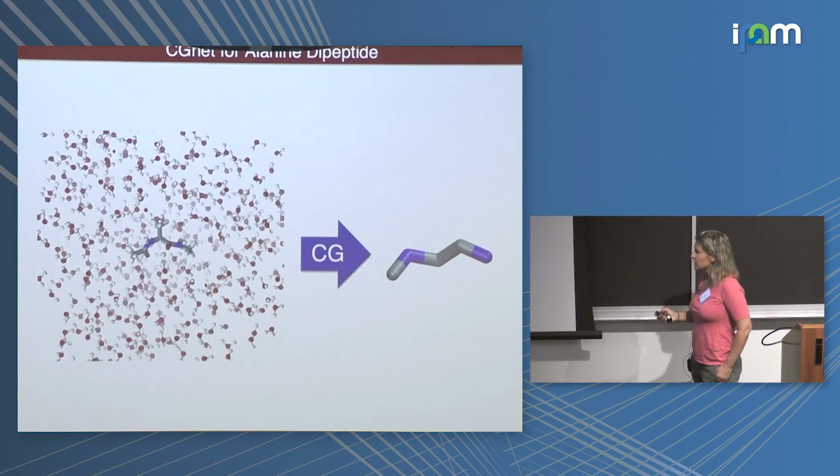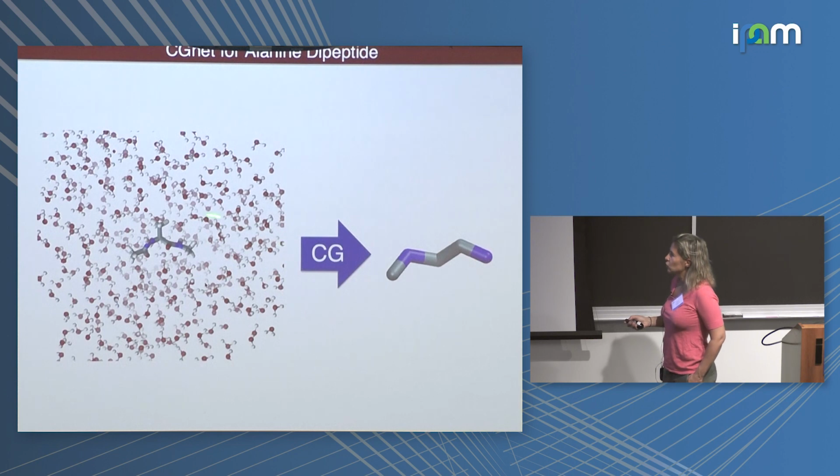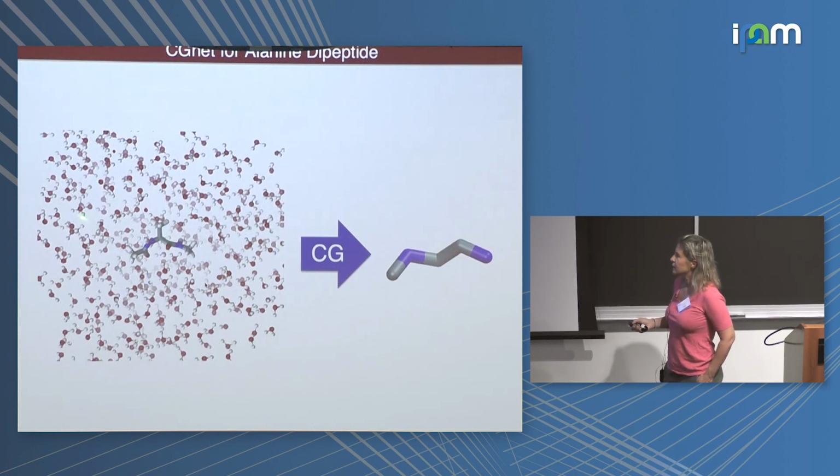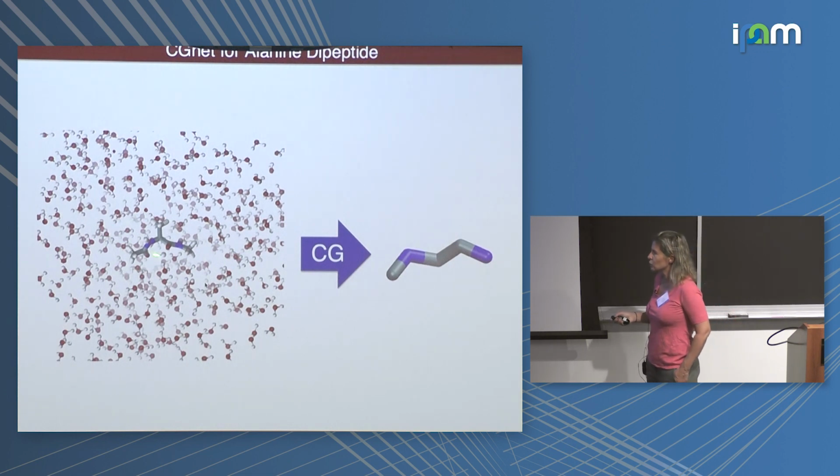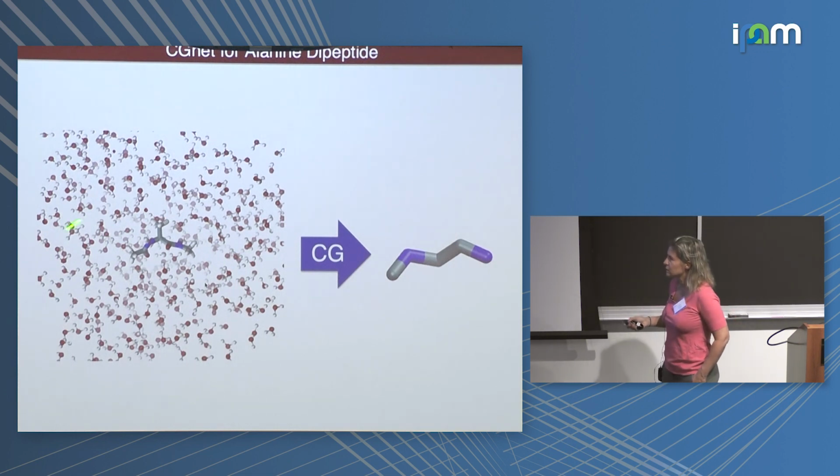So at this point, we can apply this to a real molecule. The first example was on alanine dipeptide. That is the workhorse for all these kinds of models. This is always the simplest molecular system you can come up with.